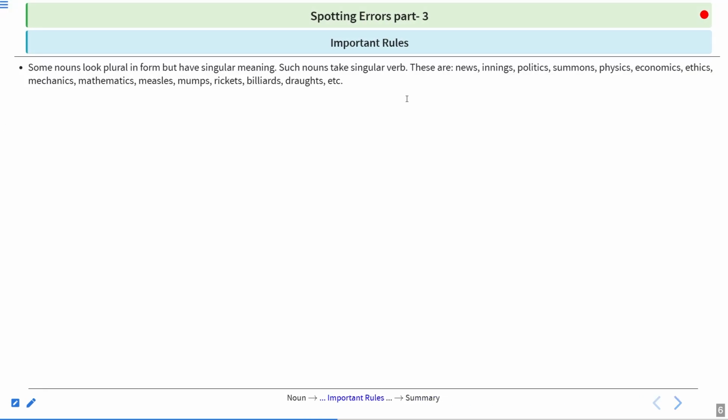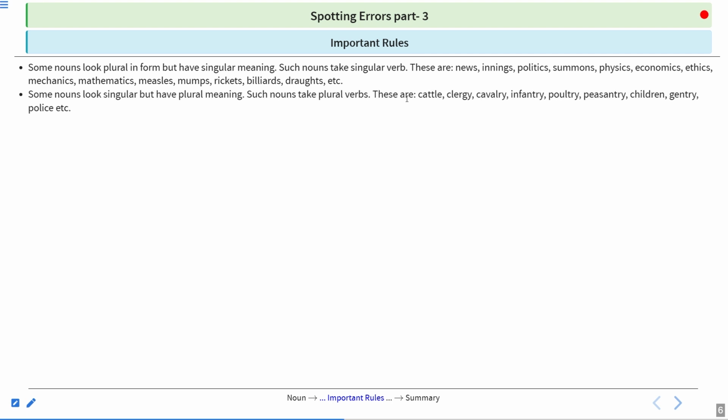Important rules. Some nouns look plural in form but have singular meaning; such nouns take a singular verb. These are news, innings, politics, summons, physics, economics, ethics, mechanics, mathematics, measles, mumps, rickets, billiards, droughts. Here some names are of diseases and some names are of subjects. So these nouns look plural but they are actually singular and we use a singular verb with these.